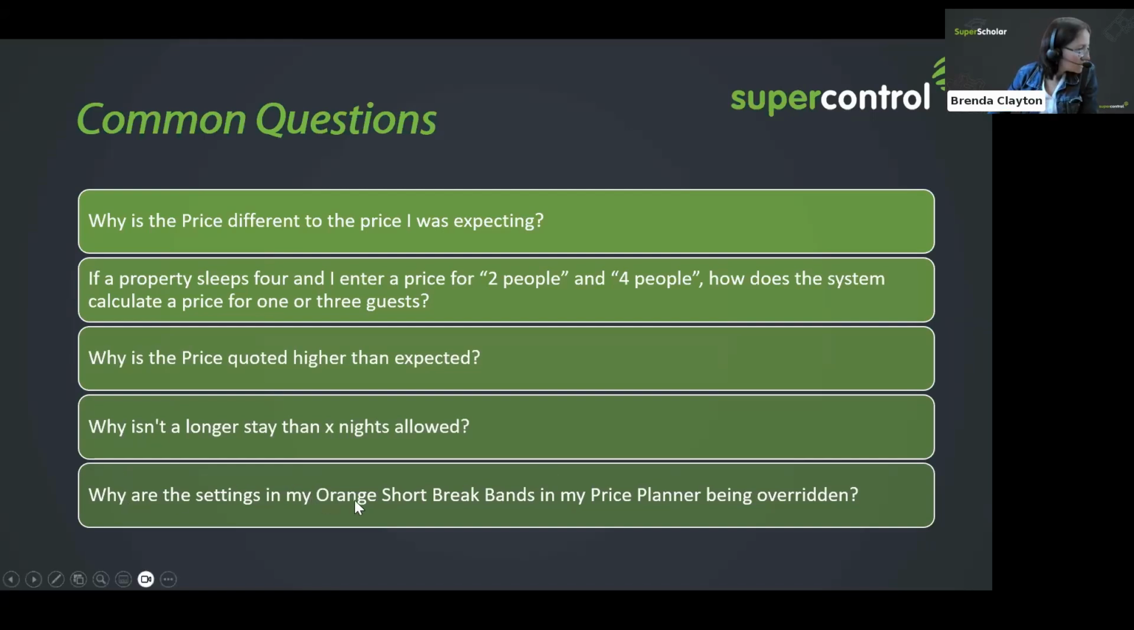Last question: why are settings in my orange short break bands in my price planner being overridden? Okay, this is an example of the one that I mentioned before in terms of the late availability short break option. If it's activated, it allows you to offer different settings for short break minimum and maximum for a specified number of days prior to arrival on that rolling basis. So say, for example, if it wasn't set to naught, it was set to 3 days, and a person was trying to book within the next 3 days and they were being offered a short break shorter than what you'd normally have, that would be the reason why.